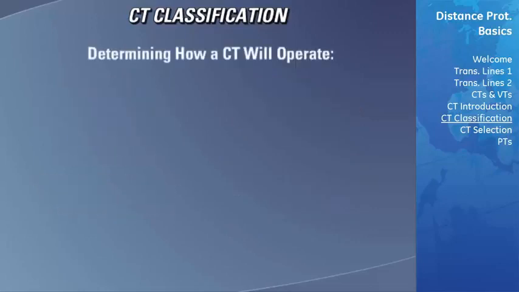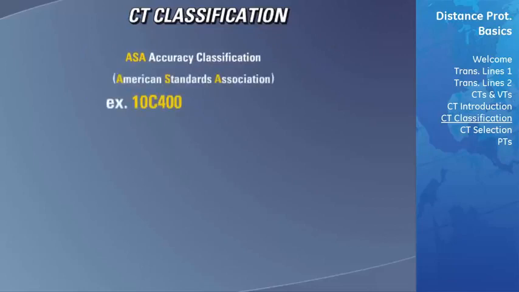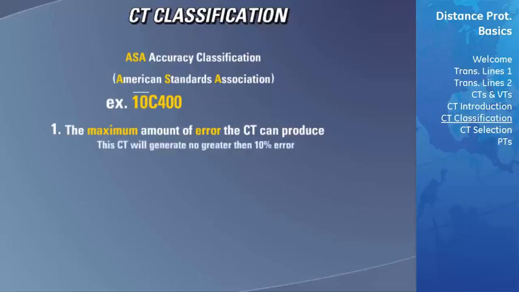How a CT will operate is listed in two specifications. The previously discussed conversion ratio, for example 100 to 5, 200 to 5, 300 to 5, etc., and the ASA accuracy classification. The American Standards Association, or ASA accuracy classification, contains three characteristics. The first is a number representing the maximum amount of error this CT will produce under a fault condition. In our example, the first number is a 10, indicating this CT will generate no greater than 10% error when transferring the current to the relay.